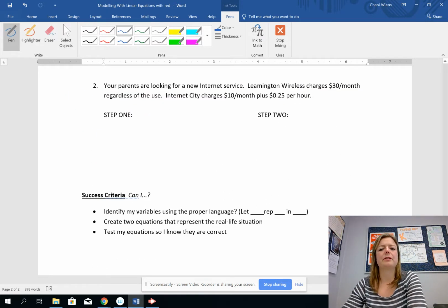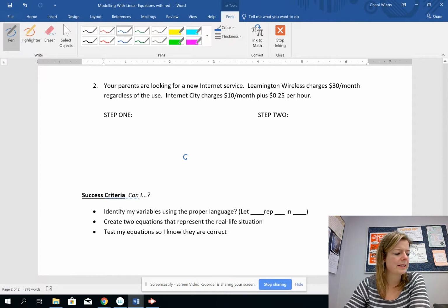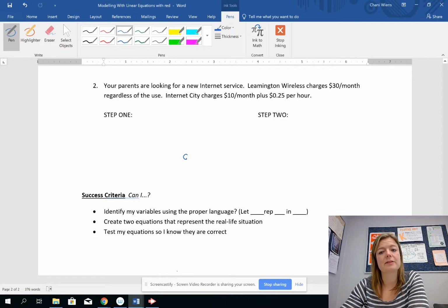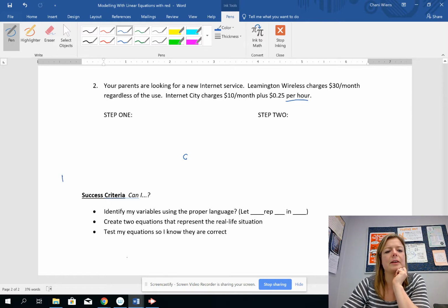Your parents are looking for a new internet service. Leamington Wireless charges $30 a month, regardless of the use. Internet City charges $10 per month plus 25 cents per hour. So we're going to say, what are our 2 variables? We're going to compare monthly costs here. So month is not going to be a variable. This is very important to understand. We're just going to look at what 1 month would cost, because we're not controlling the number of months, we're controlling the number of hours. So that's our variable. So we're going to say here, let H represent number of hours.